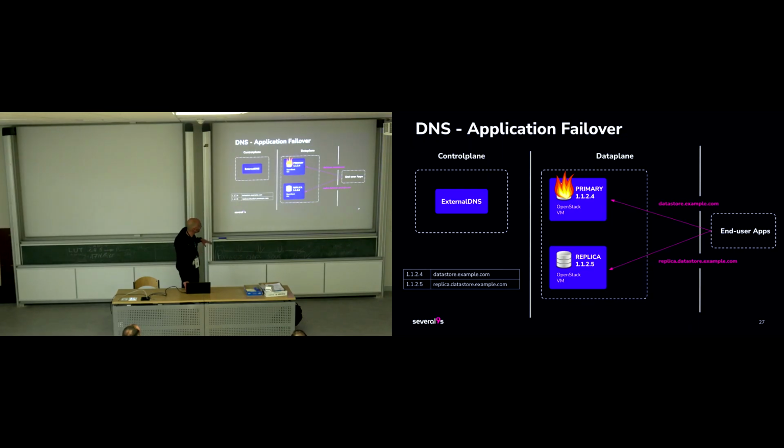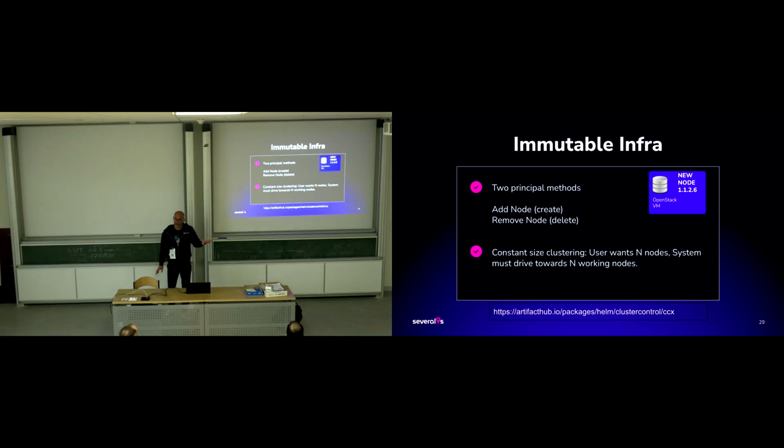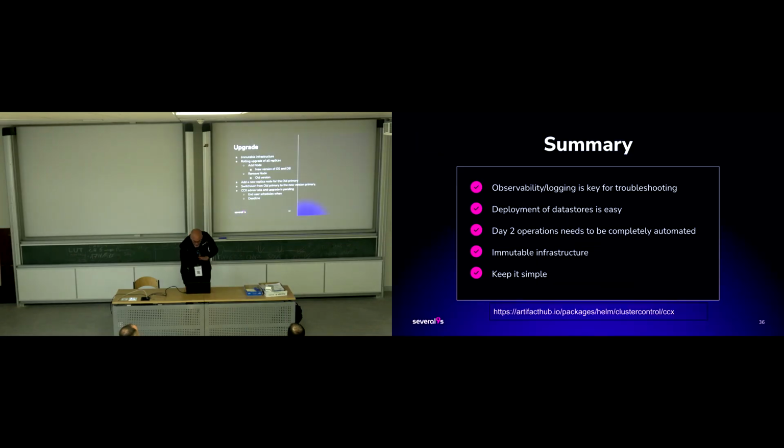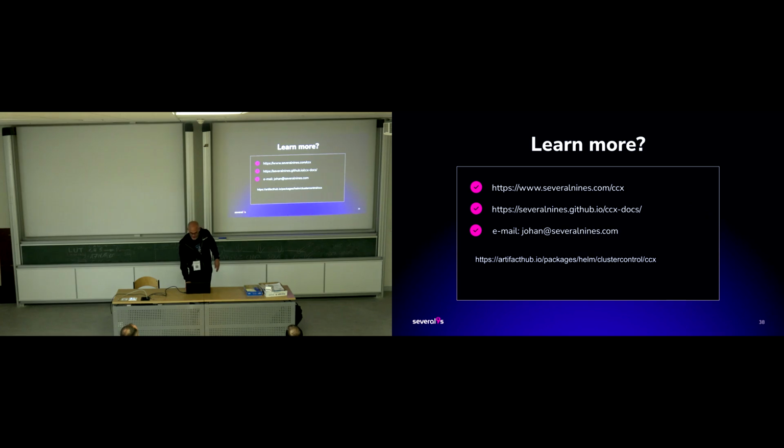Then the day 2 operations. That's when it starts to get funny. We are using one important principle: immutable infrastructure. So we never try to repair any nodes by logging into them or anything like that. If we have a failure, we just create, add, and remove nodes. That's pretty much it. And update the DNS. You get it, right? You're smart guys.